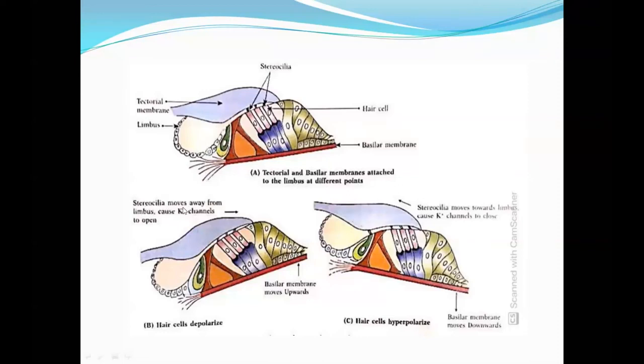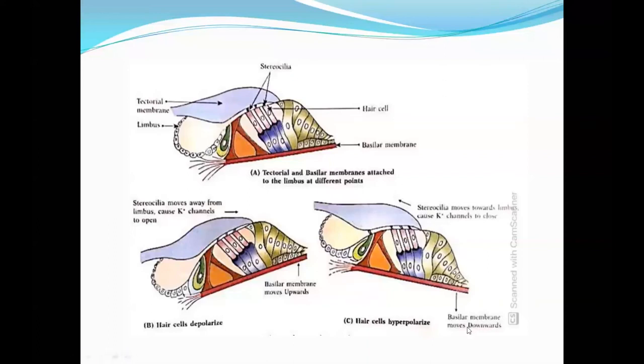Now, as these stereocilia move, what happens when the basilar membrane moves upward? Basilar membrane moves upward, it will lead to stereocilia moving away from the limbus. As the basilar membrane moves upward, the stereocilia move away from the limbus, and this causes opening of the potassium channels, and the cell gets depolarized.